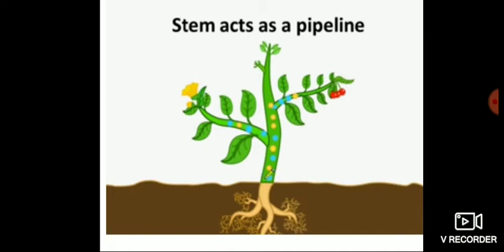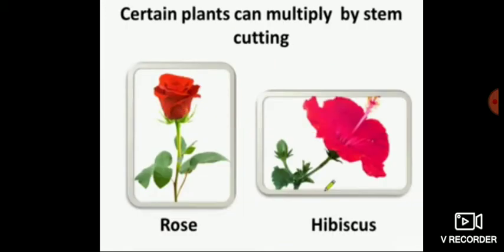The stem of young plants, when green, can perform the process of photosynthesis to manufacture food. We also see that certain plants can multiply by stem cutting. We get new plants in the case of rose and hibiscus.